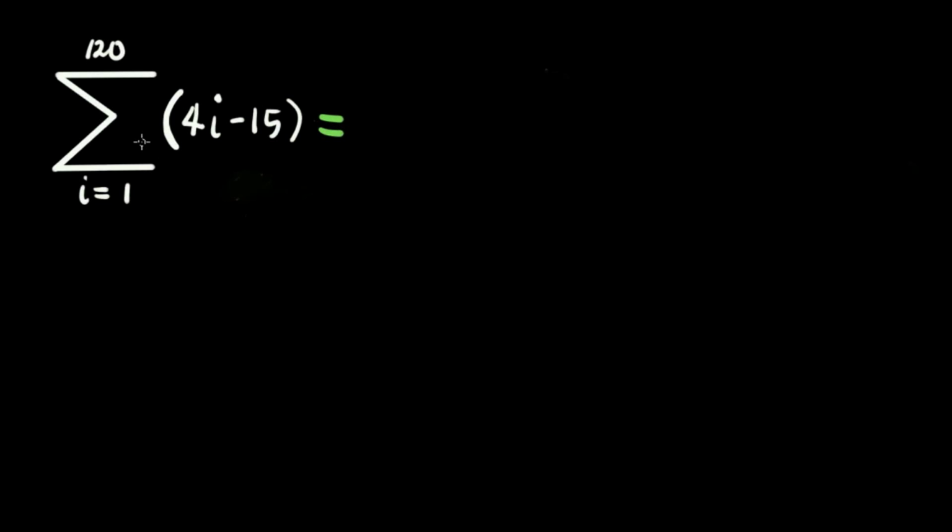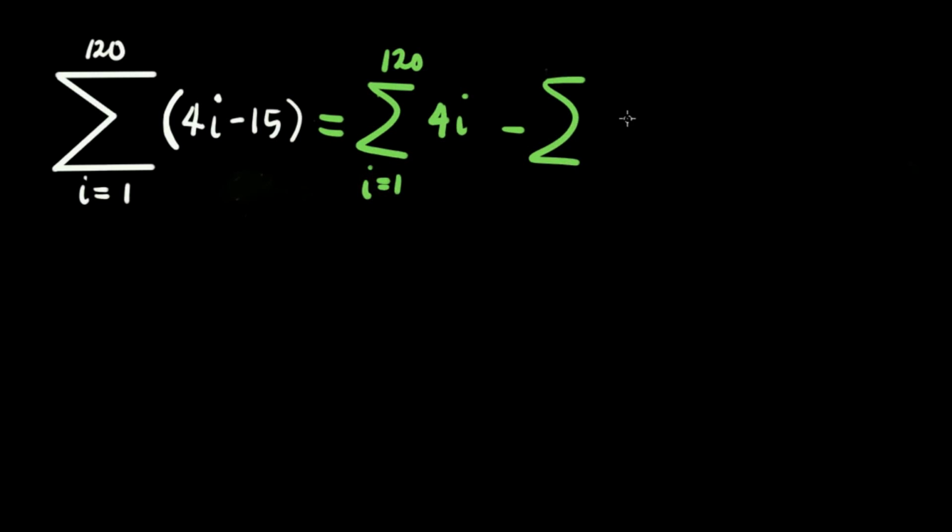To start with, natandaan niyo yung property number 2. This is one function, this is another function, and you can separate, you can distribute the summation. Okay, you can separate this into two different summations. So mangyari magiging summation of 4i from i equals 1 to 120 minus summation of 15 from i equals 1 to 120.